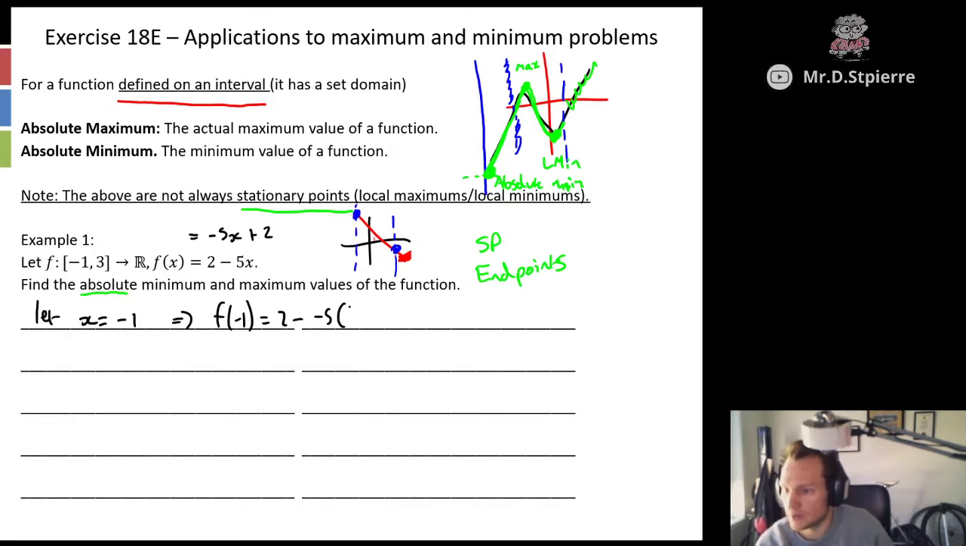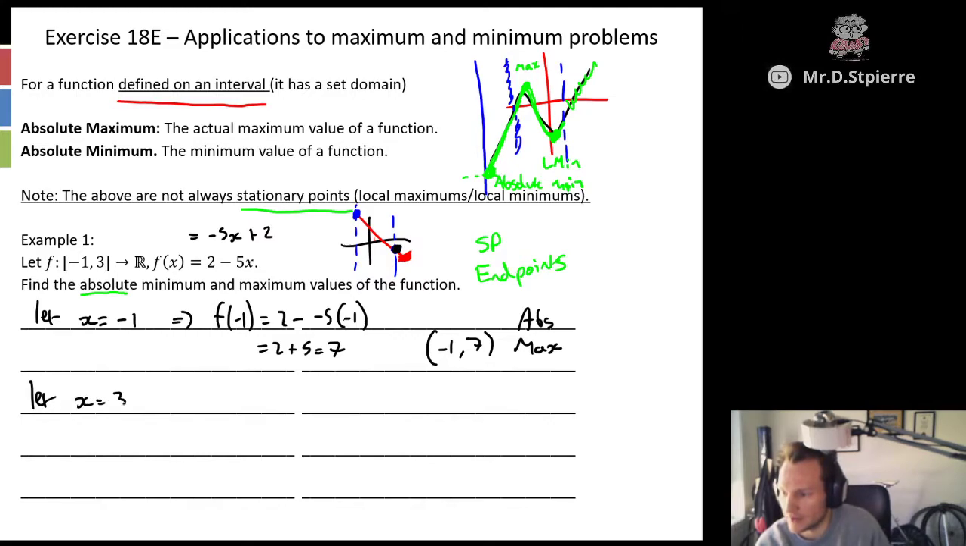That's 2 by -1, so we get 2 plus 5, we get 7. So our absolute maximum point is at -1, 7. We want to write what it is next to it, so it's our absolute max. And then our minimum, as we said, it's a negative gradient linear function, so it's going down. So the min must be at the furthest right point.